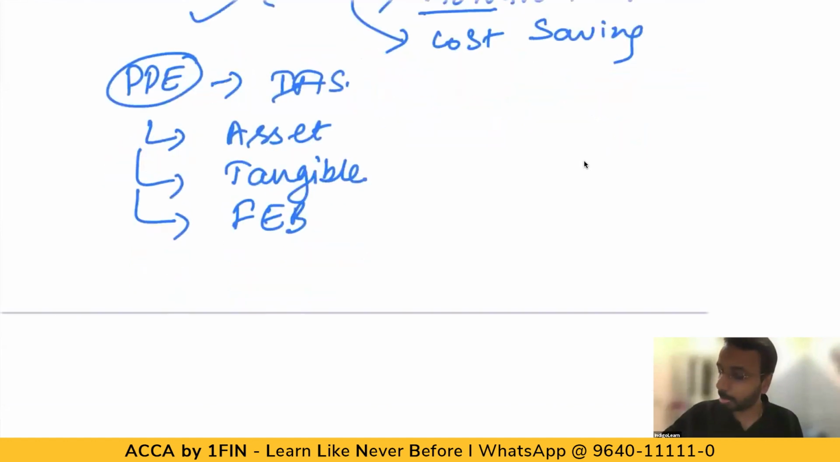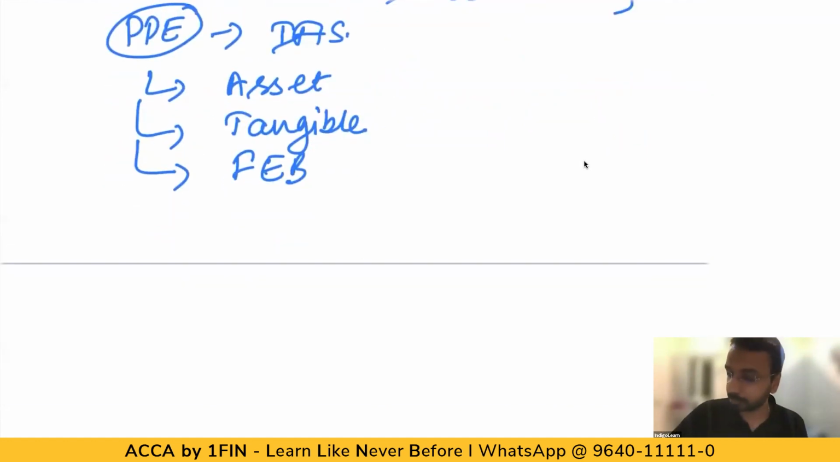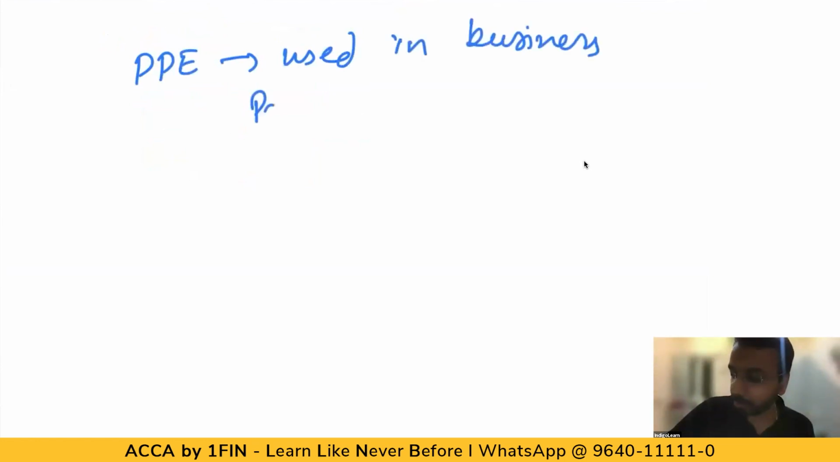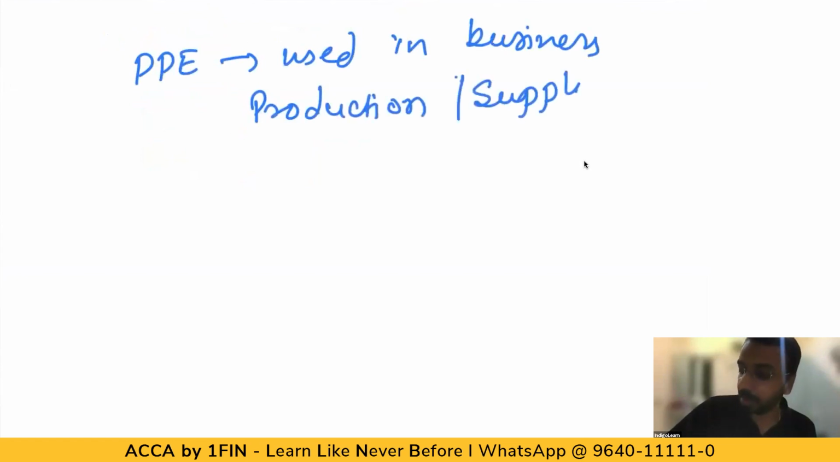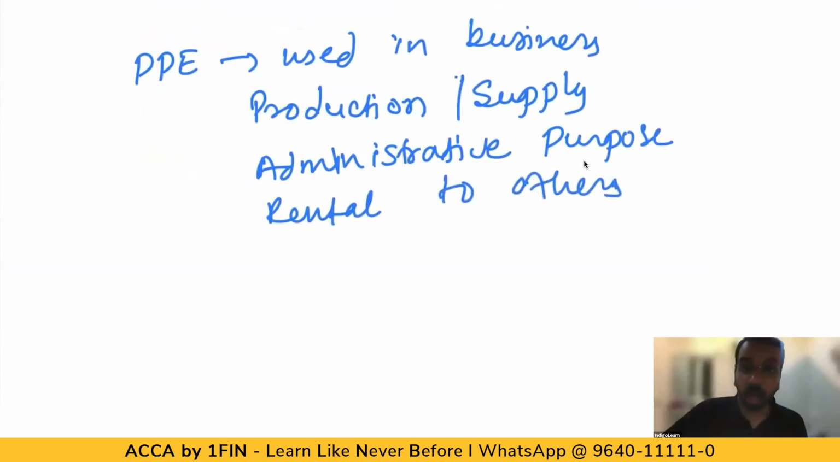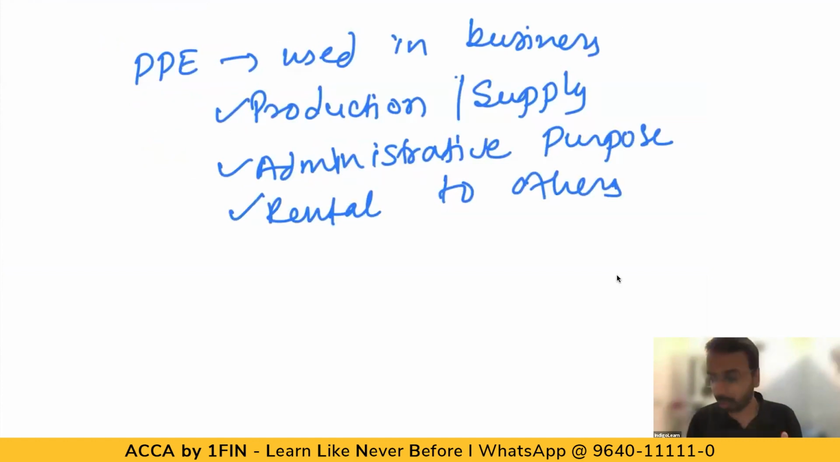Now, two things you have to keep in mind. PPE is used in business for production or supply or for administrative purpose or for rental to others. All these ways give us future economic benefit. We get future economic benefits.